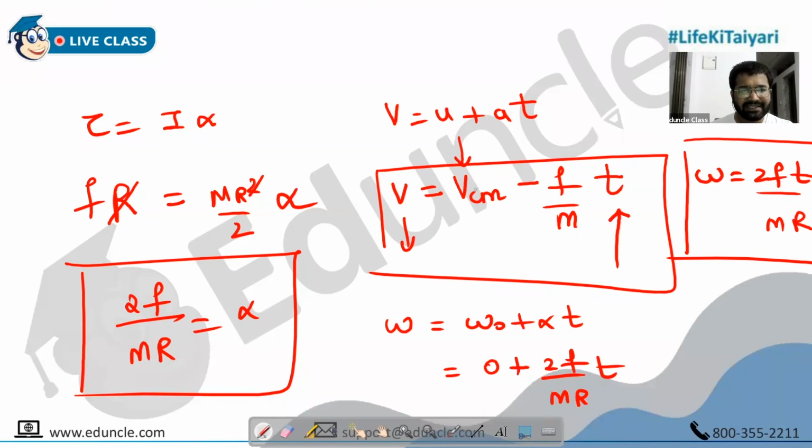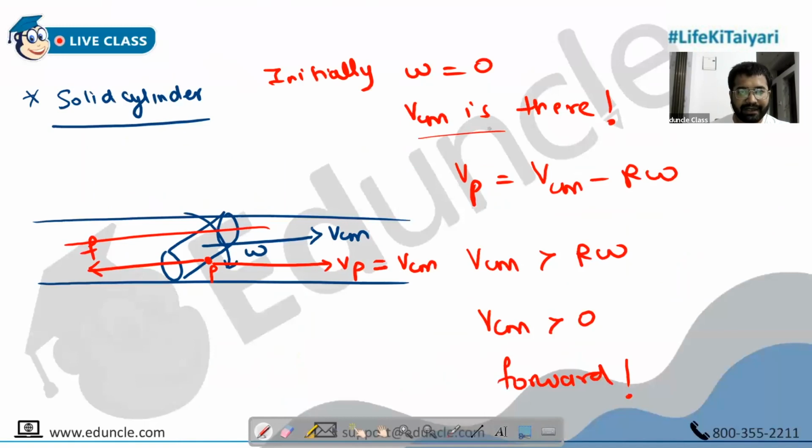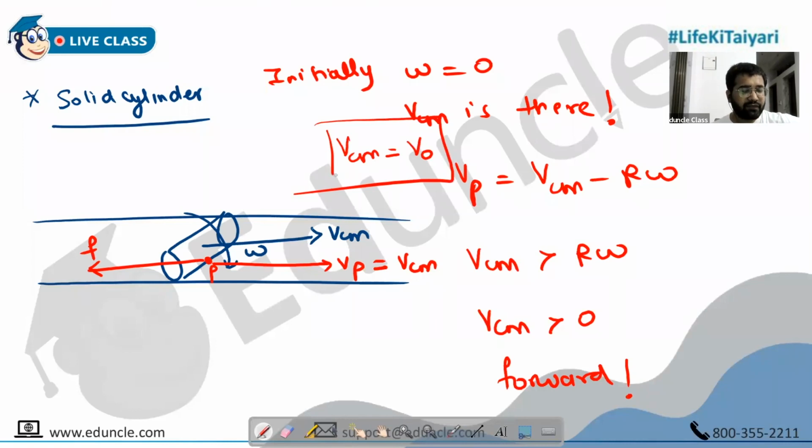Let's call initial VCM as V naught. I have written now that initially omega is zero. Let's say initially the value of VCM is V naught. Add it if you want in the question, if you have copied this. Let us say initially omega is 0, and initially VCM is V0.